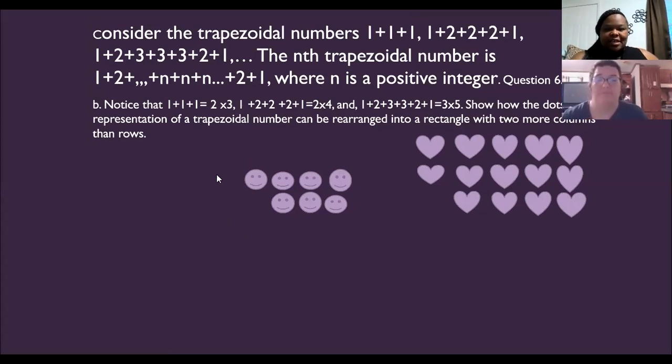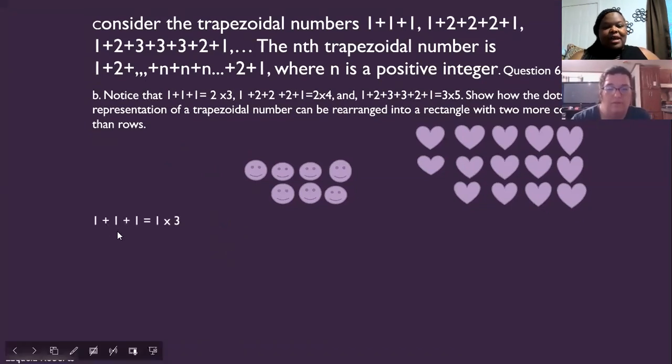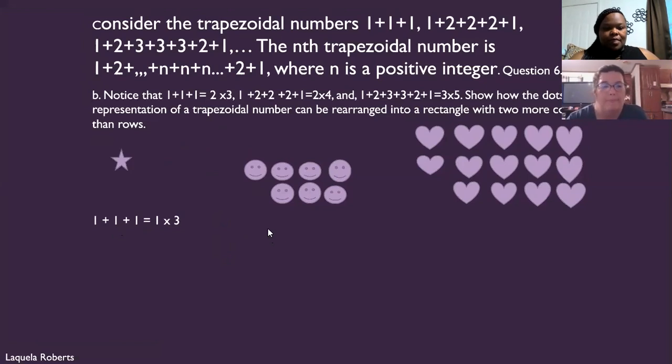So as you see, we have smiley faces, and we have 1 plus 1 plus 1 equals 1 times 3. So that gives you a star, and a star. Next, we have 1 plus 2 plus 2 plus 2 plus 1 equals 2 times 4. As you see here, that's 1, that's 2, 2, 2, so that's going to give you 4.